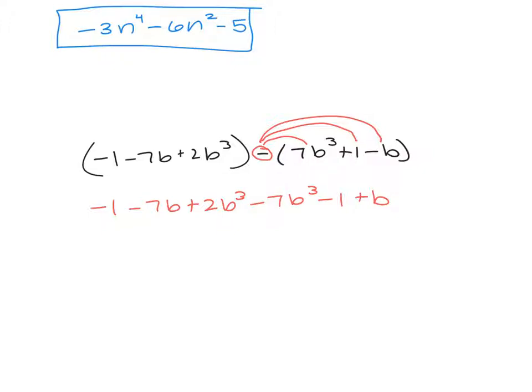And then I'm going to go ahead and identify like terms. So I have 2b cubed and negative 7b cubed. I have negative 7b and b. And then I have 1 and negative 1. And so I'm going to combine those like terms. So 2b cubed minus 7b cubed is negative 5b cubed. Negative 7b plus b is negative 6b. And negative 1 minus 1, careful with those negatives, is negative 2.